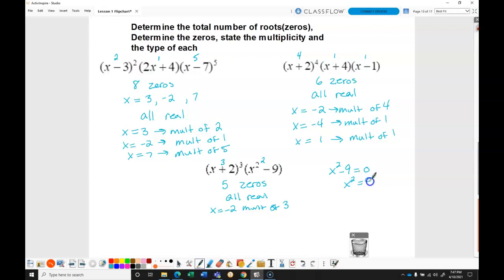X squared equals 9. And then I need to take the square root of that to solve this. So x would equal 3 and negative 3. Because I got 2 answers out of this factor, it took up the 2 of them, so each one of those only has a multiplicity of 1. We have a multiplicity of 1, and x equals negative 3 also has a multiplicity of 1. And there's our 5 that we were expecting, 3, 4, and 5.